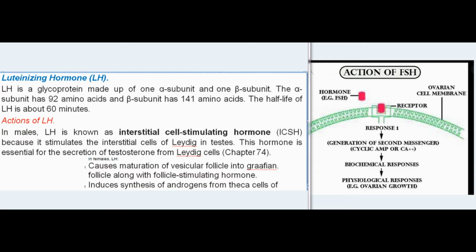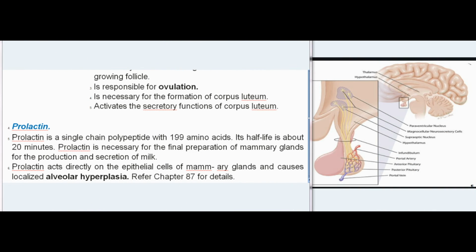Chapter 74. In females, LH causes maturation of vesicular follicle into Graafian follicle along with follicle stimulating hormone. Induces synthesis of androgens from theca cells of growing follicle. Is responsible for ovulation. Is necessary for the formation of corpus luteum. Activates the secretory functions of corpus luteum.